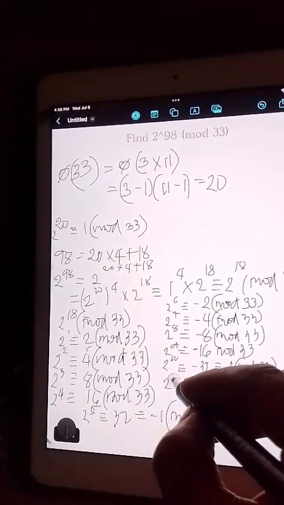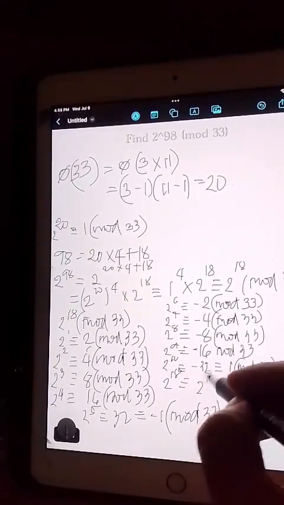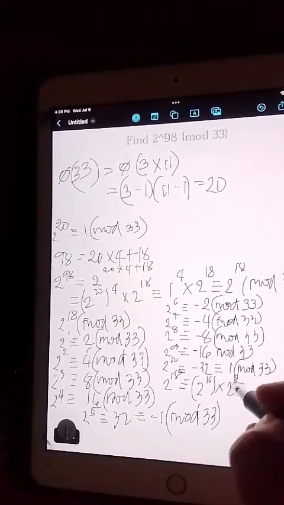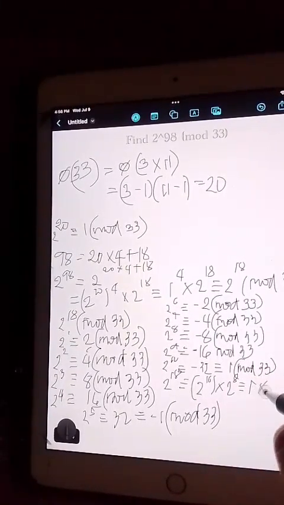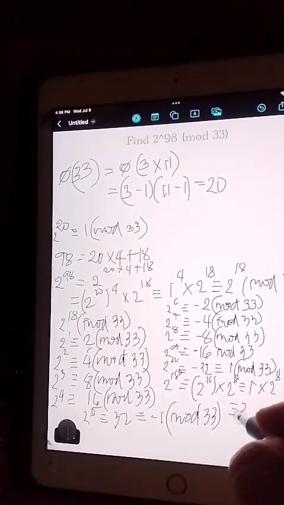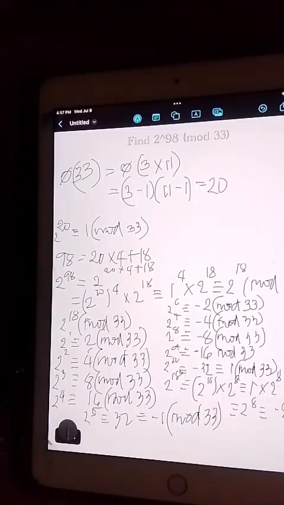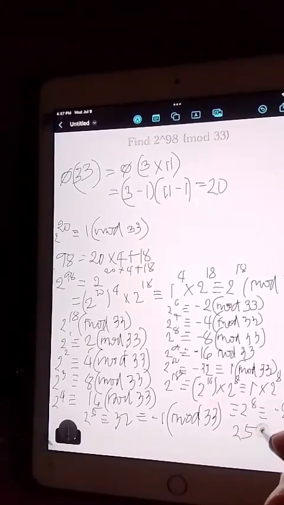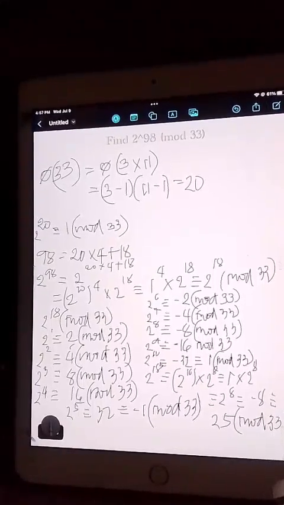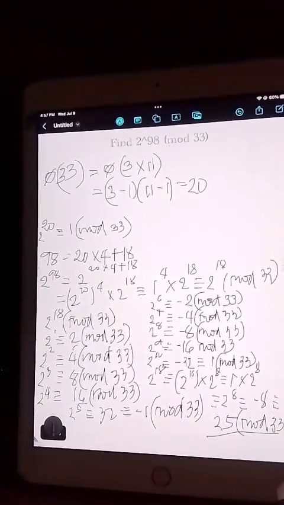And we have 2 raised to the power of 18, which is congruent to 2 raised to 10 times 2 raised to 8, which is congruent to 1 times 2 raised to the power of 8, which is congruent to negative 8, which is congruent to 25 mod 33. So therefore, 2 raised to the power of 98 is congruent to 25 mod 33. So this is the answer.